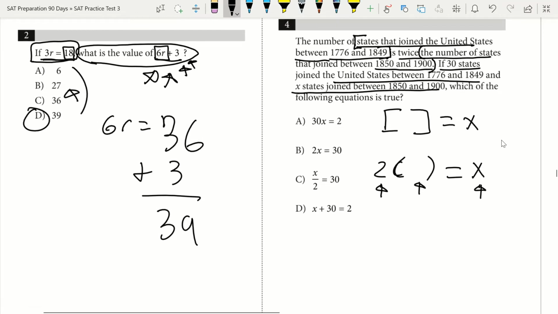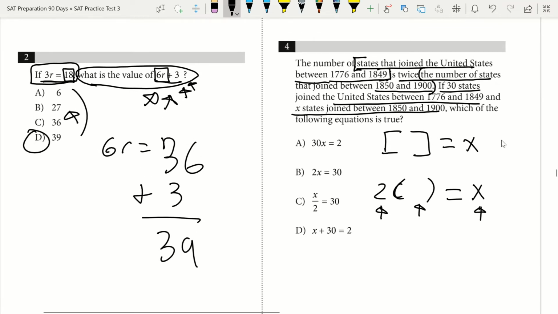Now, which of the following equations is true? And we are told that, or I'm sorry, I shouldn't have been using X right here. Hang on a minute, let me take a look. So we've got, if 30 states joined between 1776 and 1849, okay. Yep, I shouldn't have been using X because I didn't see that X was stated as a variable. If something's stated as a variable, then we want to be using what it's stated as. And X right here is stated as the number of states that joined between 1850 and 1900, which means it would go here, right? So this is going to equal 30, because it says 30 states joined the United States between 1776 and 1849.